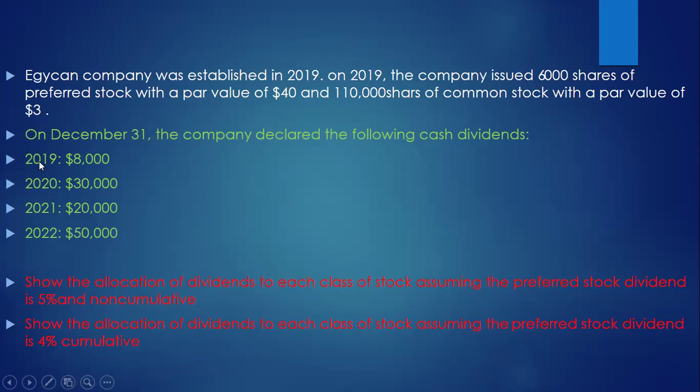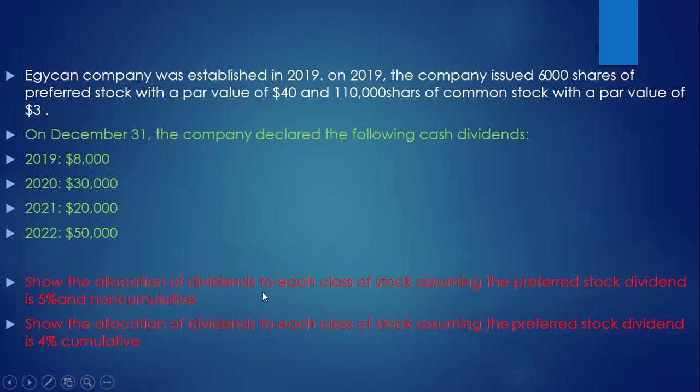So here's the list. A business decides in 4 years to distribute some dividends. The first year, they decide to distribute 8,000. Notice here, those two, the common and the preferred. So preferred will receive their money first before the common. 8,000, then 30,000 in 2020, 2021, 20,000, 2022, 50,000.